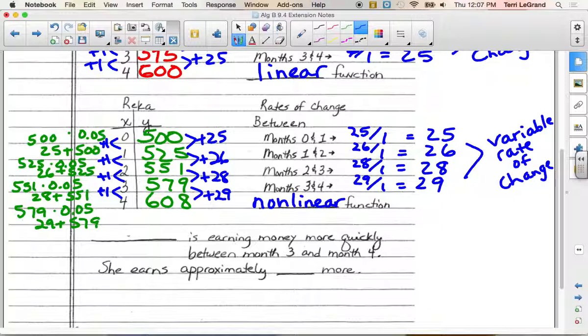Okay, so who's earning more money quickly between months 3 and 4? Rika is. And she's earning approximately how much more? $8 more between months 3 and 4 than Charlotte. I just subtracted 600. Okay, so how much money is in Charlotte's account between months 3 and 4? 25. She earned $25 more. How much did Rika earn? 29. So we really do 29 take away 25, which is $4 more.